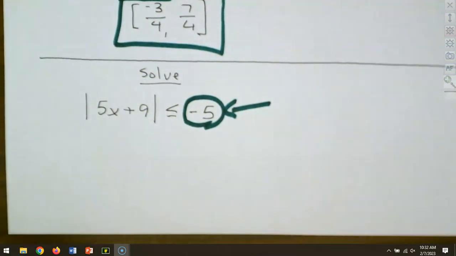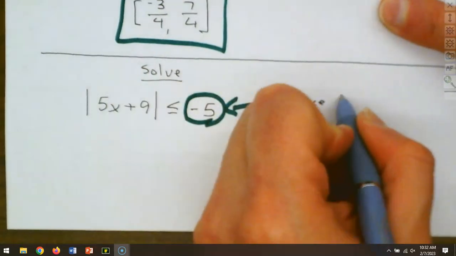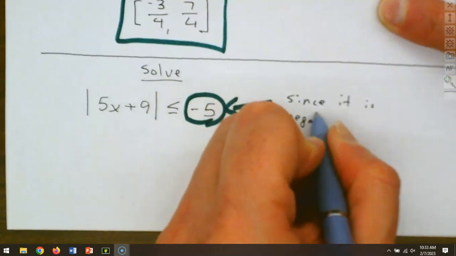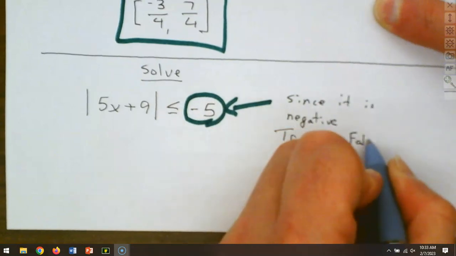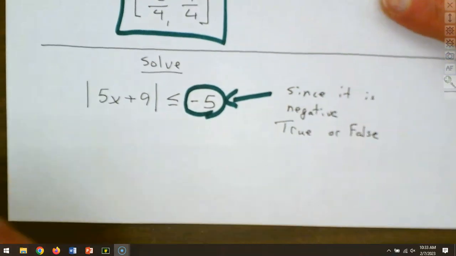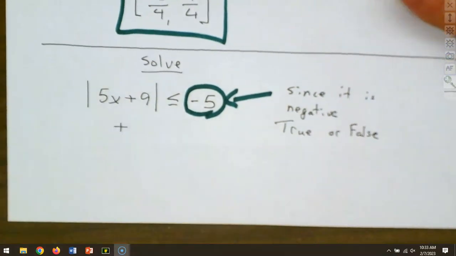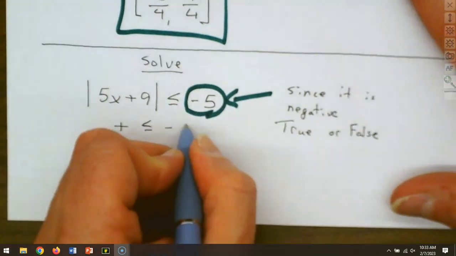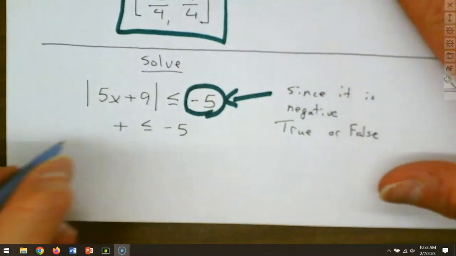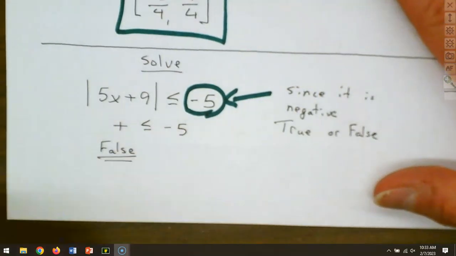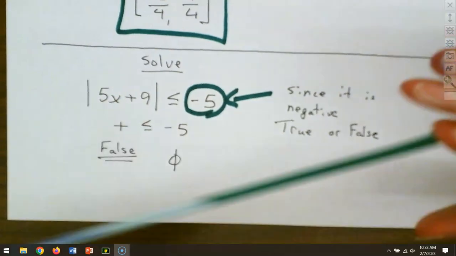So since this is negative, it's either true or it's false. And what we do is we think about an absolute value. And an absolute value is going to give you out a positive number. Are positive numbers smaller than negative 5? Are positive numbers smaller than negative 5? True or false? Positive numbers are bigger, right? This is saying that they're smaller. So this would be then what? False. Okay? And if it's false, it has no solution.